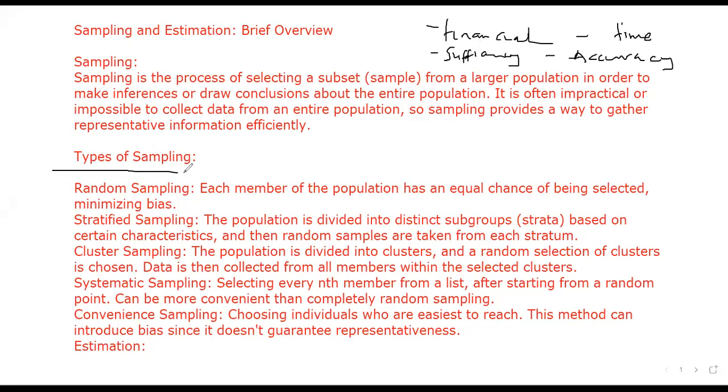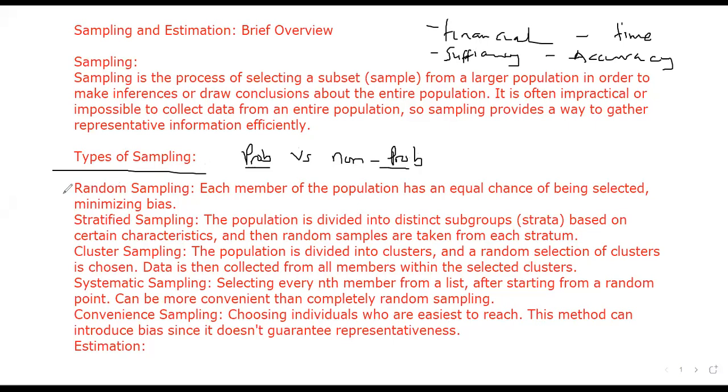So there are different types of sampling that we need to know. These sampling procedures could be divided into what we call probability and non-probability sampling. So this is where research becomes very interesting. The probability sampling methods have to do with numbers.